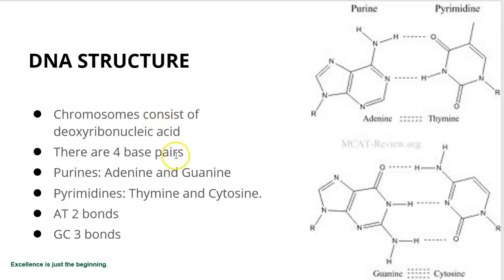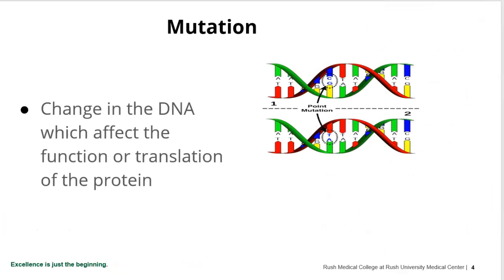So DNA structure. You've probably known about this since high school, but I'm just going to review it. We have 4 bases, A, T, G, C: adenine, thymine, guanine, and cytosine. The purines are adenine and guanine, and the pyrimidines are thymine and cytosine. Adenine and thymine bind together with a double bond, and guanine and cytosine have a triple bond. Only about 10% of our DNA actually carries genes, and the GC-rich areas are more gene-rich.